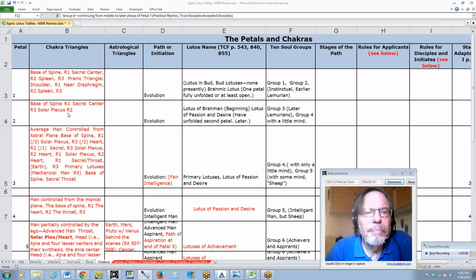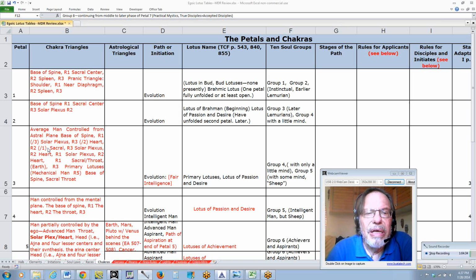Now, even into the second petal, average man is pretty much the lotuses of passion and desire. Not the Brahmic lotuses or lotus of Brahman. They are not actually average man. Average man controlled from the astral plane: the base of the spine, ray 1, and I guess in parentheses it means and or 3. Solar plexus, ray 3 and or 2, and the heart, ray 2 and or 1. So these are some alternatives.